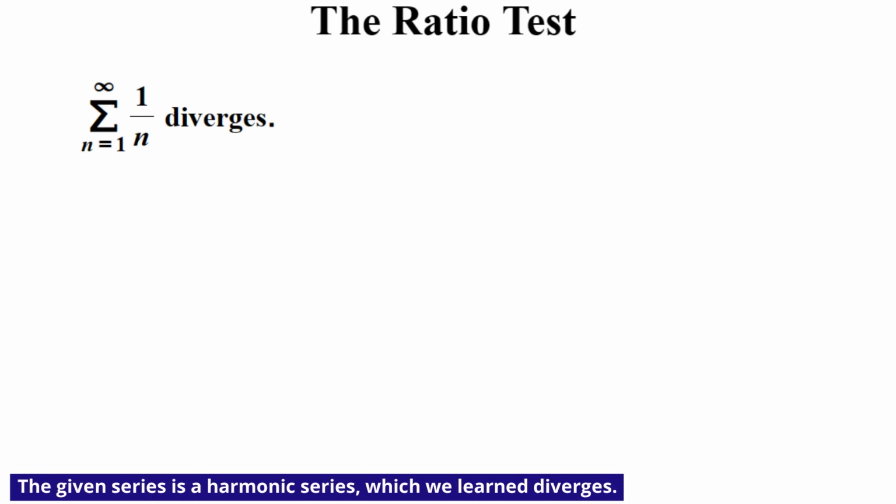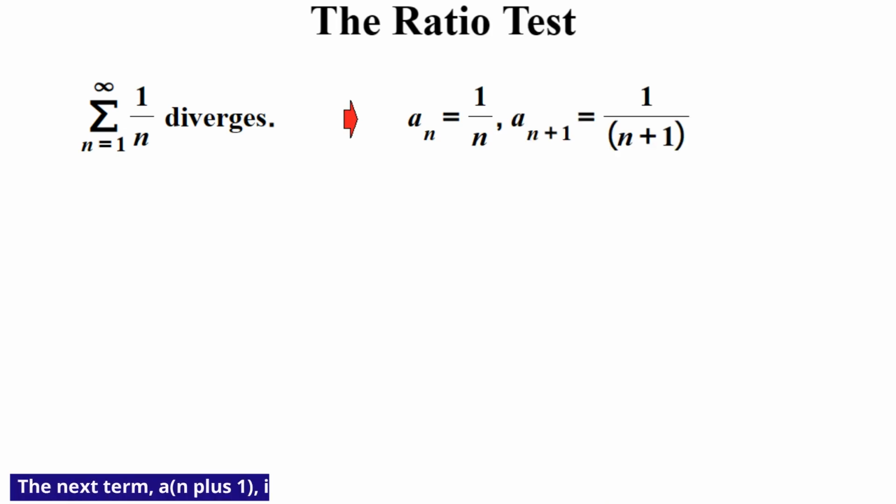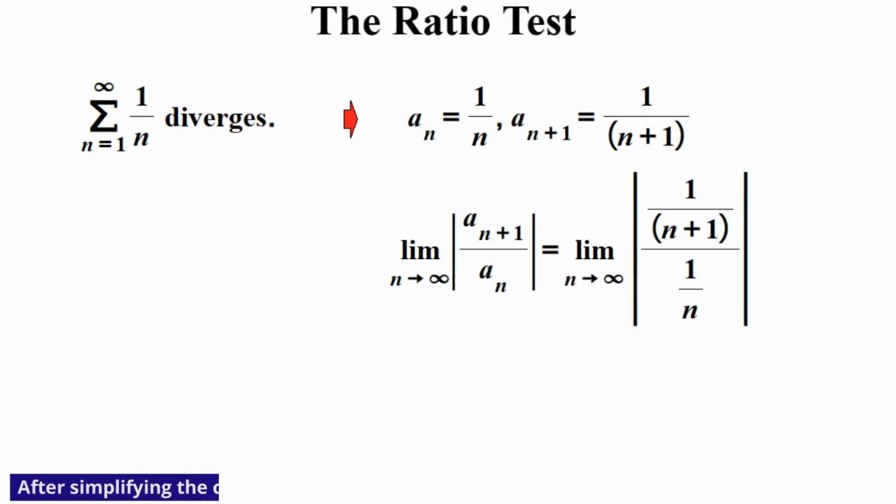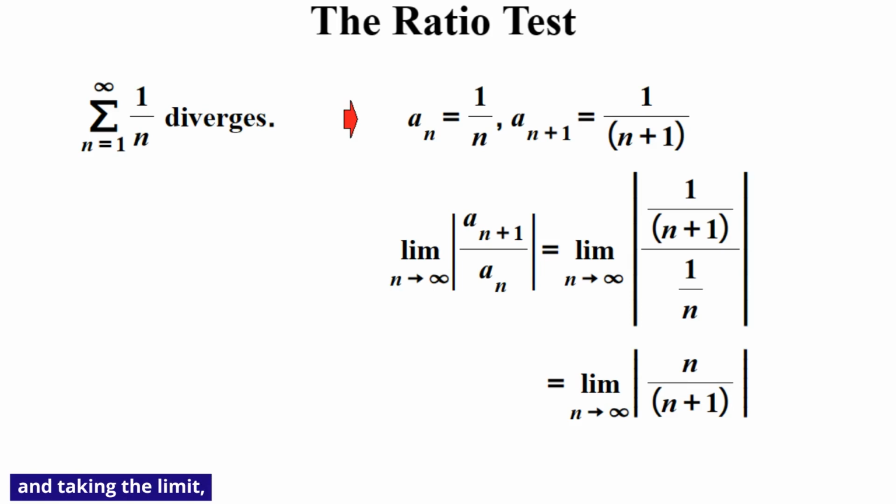The given series is a harmonic series, which we learned diverges. Let the general term be denoted as an, where an is 1 over n. The next term, an plus 1, is as follows. Let's find the limit of the absolute value of the ratio between two consecutive terms. After simplifying the complex fraction and taking the limit, it becomes 1.